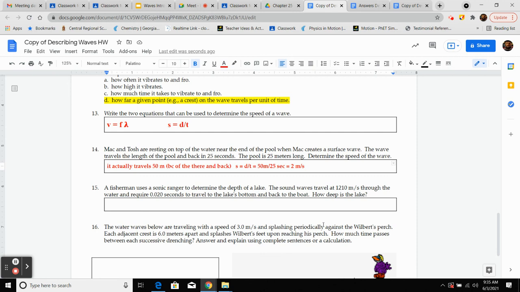So a fisherman uses a sonic ranger to determine the depth of a lake. That sound wave travels at 1,210 meters per second through the water and requires 0.02 seconds to hit the bottom of the lake and back to the boat. How deep is the lake? So they want the distance. We have speed and we have time.